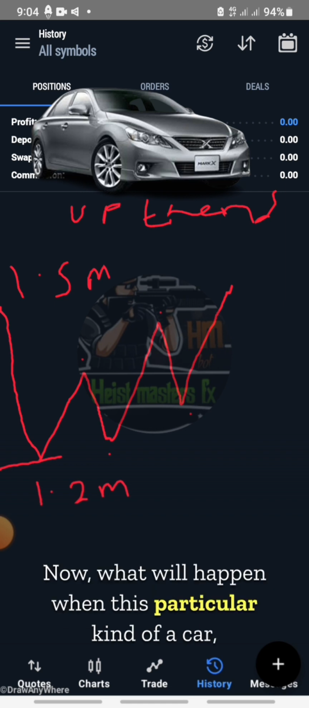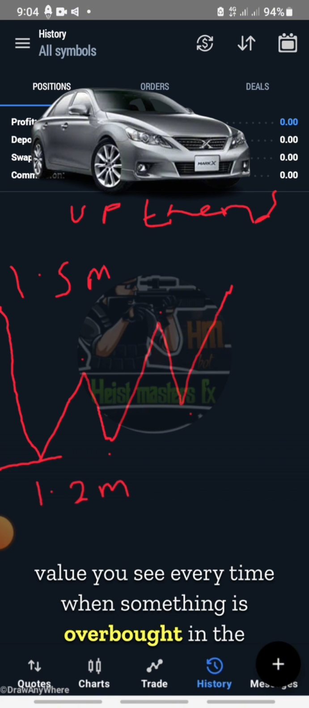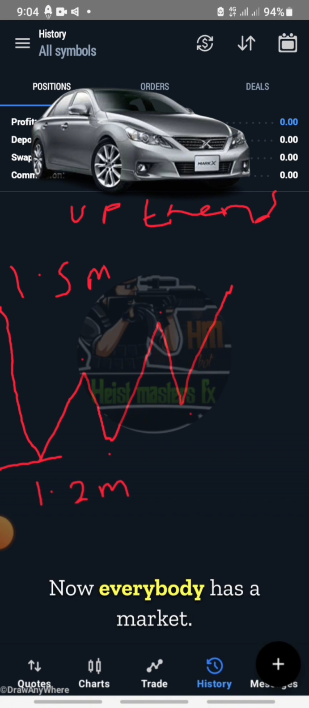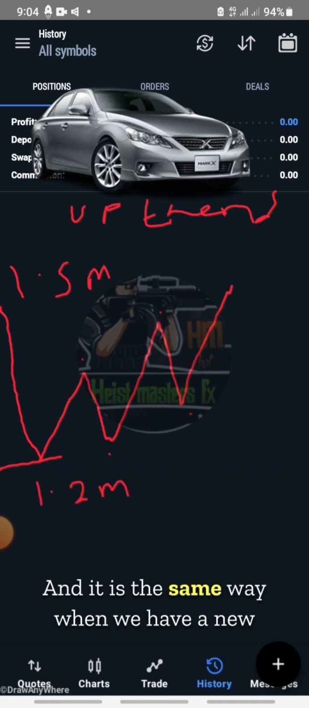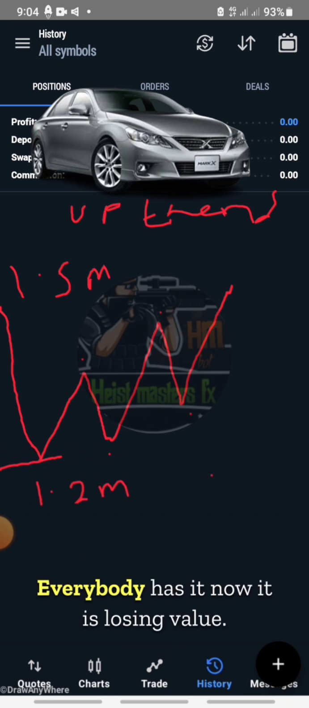Now what will happen when everybody has bought this particular car? It is going to lose value. Every time something is overbought in the market, it is definitely going to lose value. Now everybody has a Mark X, and it is the same way when we have a new shoe in the market. Everybody wants to purchase those shoes. Everybody has it, now it is losing value.